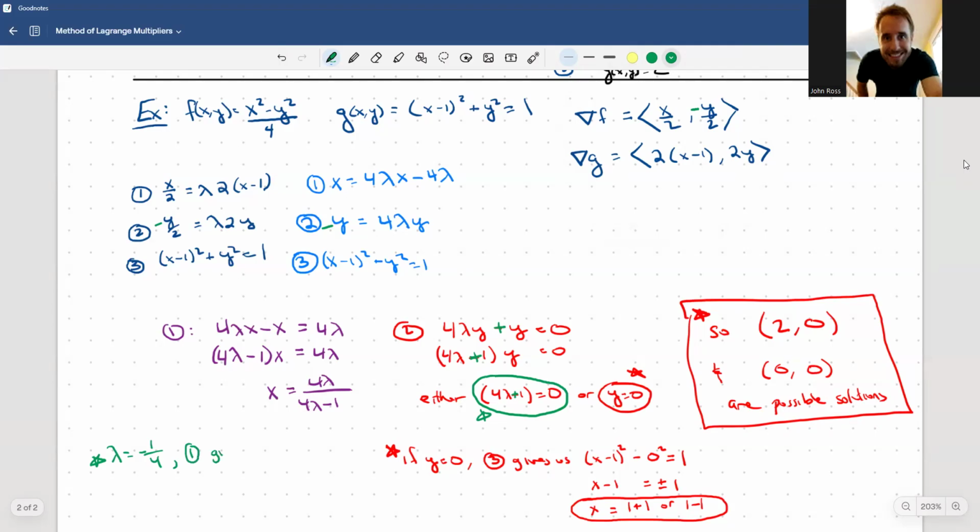So equation 1 gives us, and now, not going to divide by 0, I'm going to get x equals 4 lambda. So that's 4 times negative 1/4. That's negative 1 divided by, and then 4 lambda, that's again negative 1, minus 1. So this is negative 1 divided by negative 2. And so that's just going to be x equals 1/2.